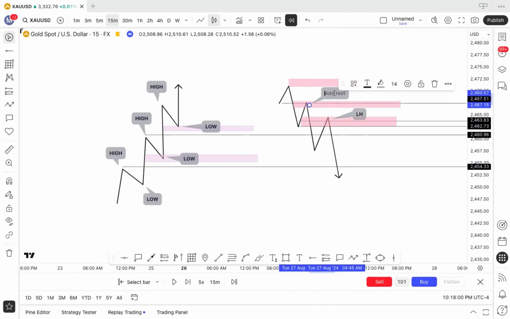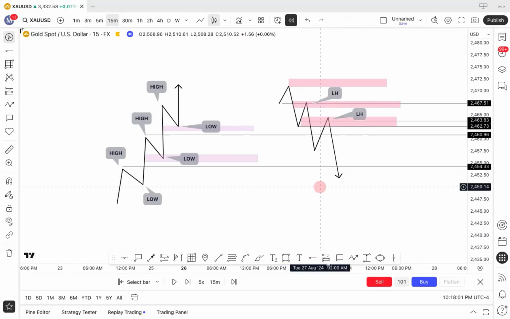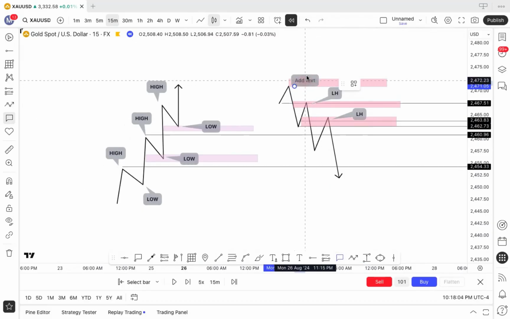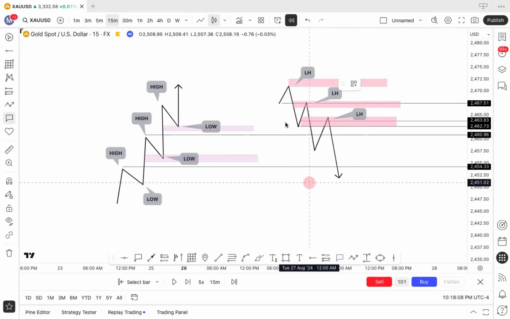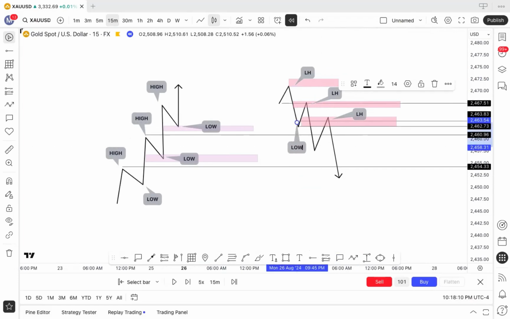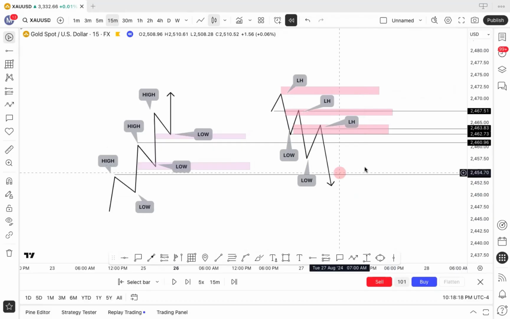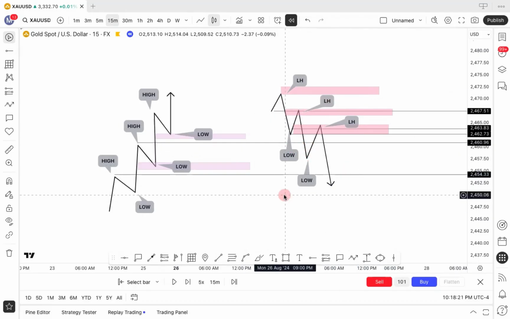Okay? So this is going to be a lower high. This is going to be a lower high, right? And then we have these lows being broken. So this is allowing us to basically say, all right, price wants to continue pushing down. Okay. So overall, we want to buy low and sell high.